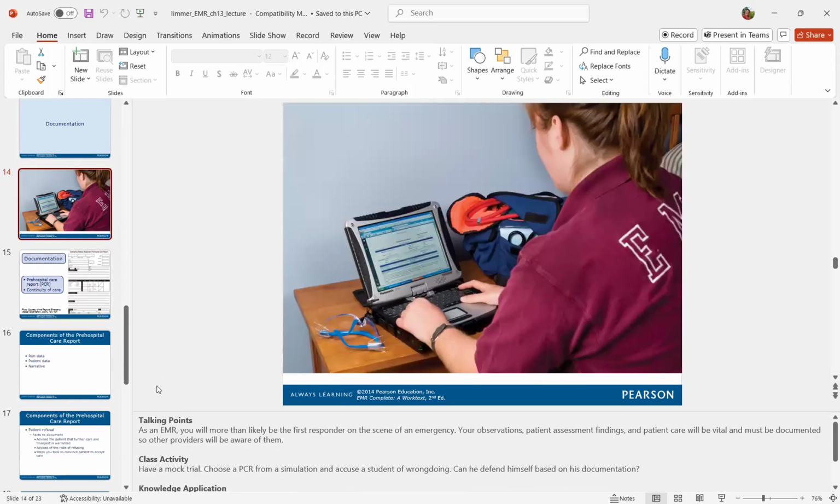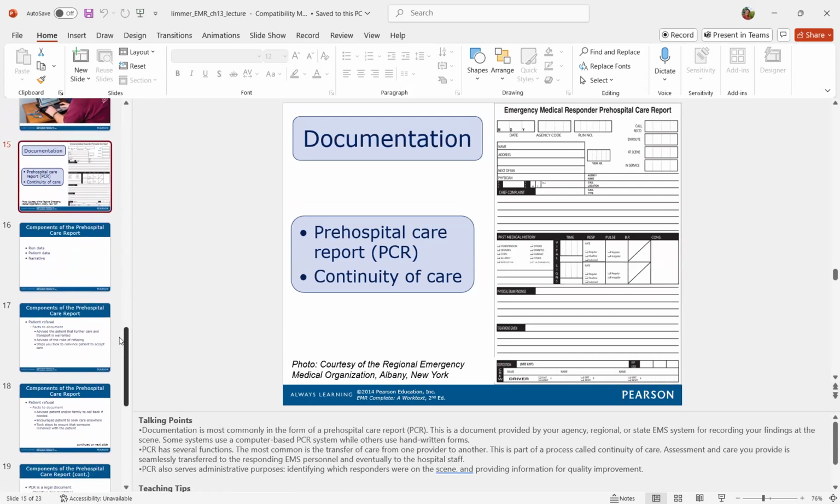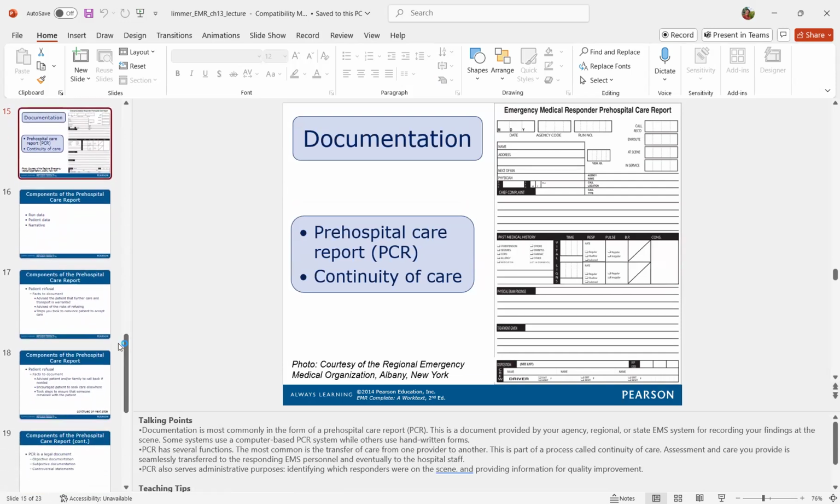But as a first responder, we're more than likely to be on a scene of an emergency. So our observations, patient assessment findings, and patient care are going to be vital, and they have to be documented. Otherwise, they didn't happen. So when it comes to documentation, we use what's called a pre-hospital care report, or a PCR. Some people call it a patient care report. The documentation is most commonly in the form of that.